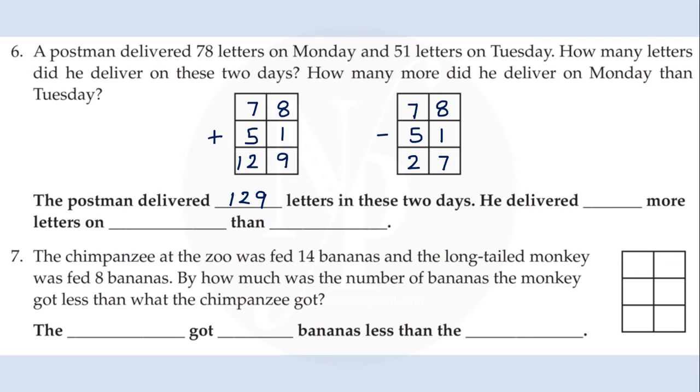So he delivered 27 letters on Monday. You should write here Monday, on Monday, D-A-Y, Monday, than Tuesday, T-U-E-S-D-A-Y, Tuesday. So the postman delivered 129 letters in these 2 days.